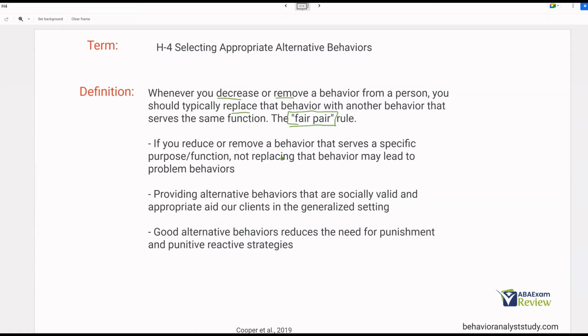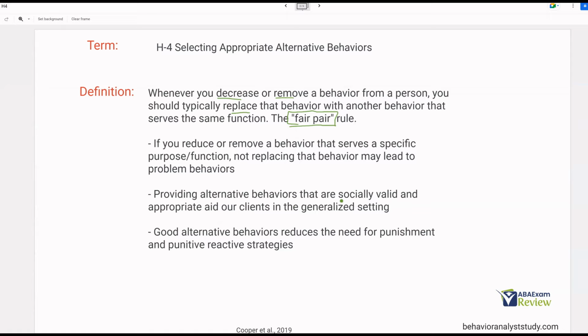And so if we have a client who screams to get what they want, let's say we decrease the screaming and we don't give an alternative. Well, if we don't give an alternative, something's going to replace the screaming or the screaming is just going to come back. And so we might as well take control of that situation and choose what exactly is going to replace that screaming. And that goes for all of the target behaviors we're choosing.